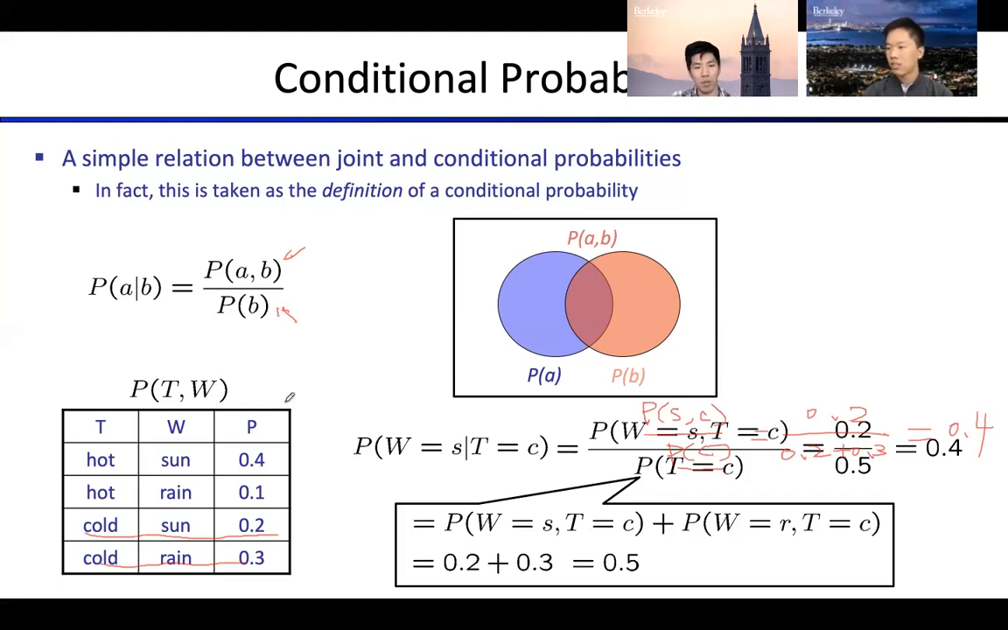Let me just clear out my drawing here. Note that another interpretation of conditional probabilities is denoted in the Venn diagram. The joint you can think of as the intersection of the two regions. The conditional probability is essentially the area of this intersection divided by the area of the circle corresponding to the probability distribution of B.